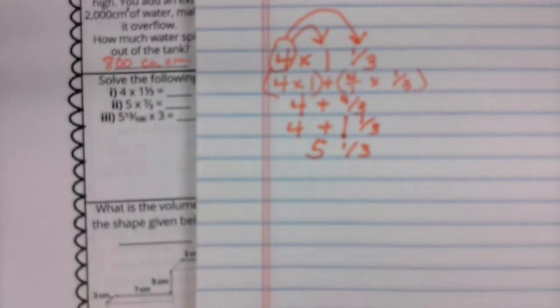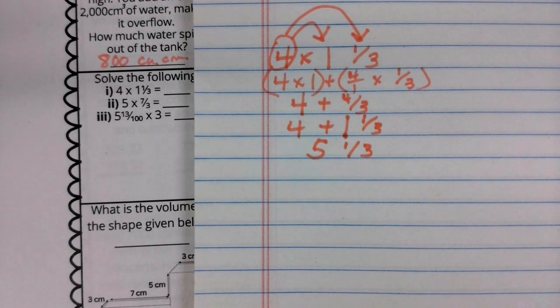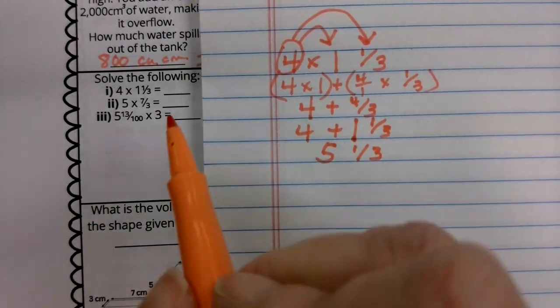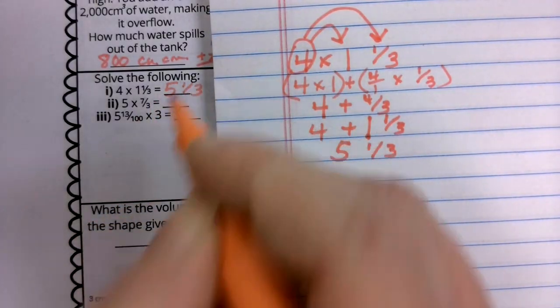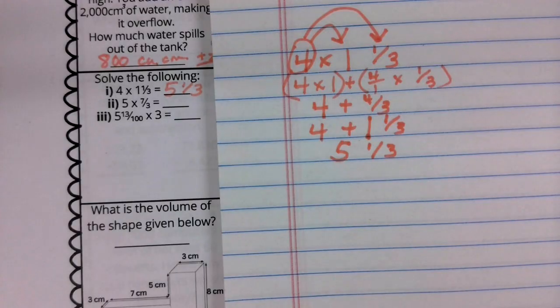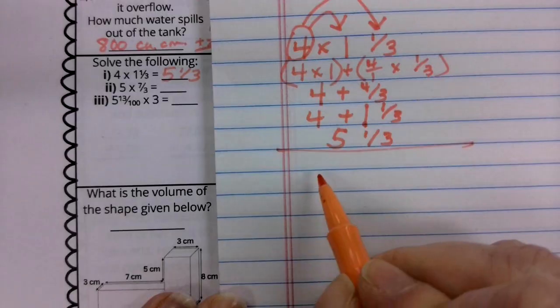So really my answer here is going to be 5 and 1/3. Now, once again, boys and girls, you don't have to write all of that out every time. I wanted to do that to help us see the thinking that goes on in our brain when we are multiplying like that. And certainly that's the first one. Let's go ahead and think about this next one.